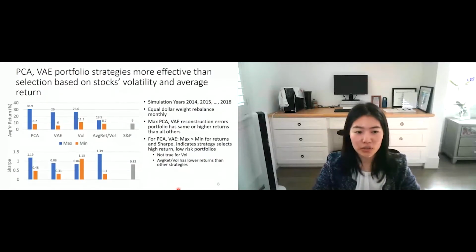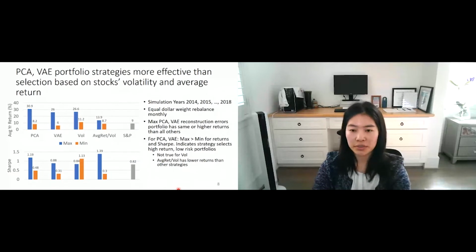And here I'm showing some of our results, and the full results were in the paper. So these are the results for the simulation years 2014 through 2018, and the simulation was the equal dollar weight rebalance every month. And for each simulation year, the previous year was used as the training data.